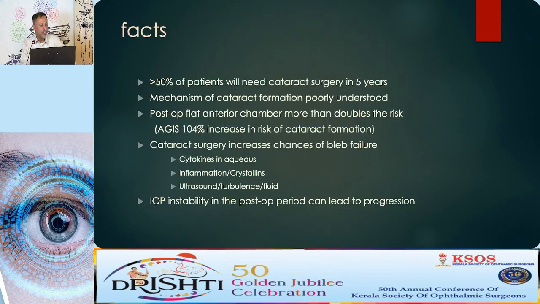Great. So we know that 50% of trabeculectomies will tend to produce cataracts in phakic patients if you follow them up over a period of 5 years. The mechanism of cataract formation is not very well understood, but we also know that if you have problems like a flat anterior chamber following surgery, your chance is more than double of developing cataracts. Cataract surgery also increases the chances of bleb failure. Various theories are promoted, but then nobody really knows the answer to this question.